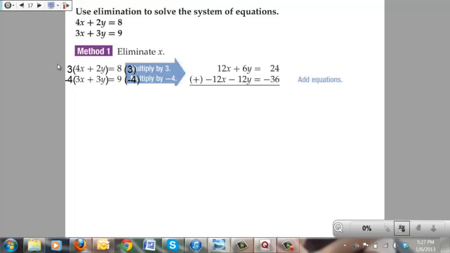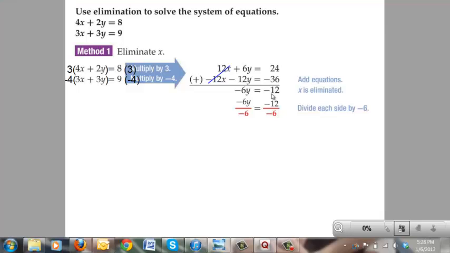The first approach said to multiply everything in the top by a positive 3, and to multiply everything in the bottom by a negative 4. When we did that, we ended up getting 12x plus 6y equals 24, and negative 12x minus 12y equals negative 36. Notice your x values now cancel each other out, leaving us with negative 6y equal to negative 12. Divide both sides by the negative 6, the negative signs cancel out, and our y solution is going to be 2.